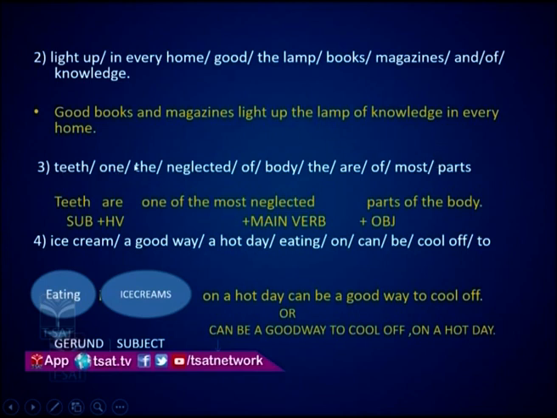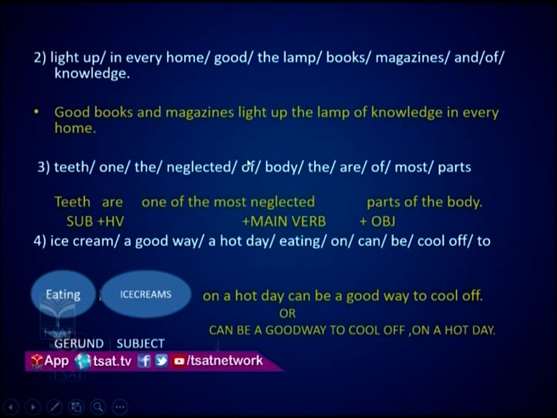Teeth, one, the, neglected, of, body, the, are, of, most, parts. If you look at these phrases or words, 1, 2, 3, 4, 5, 6, 7, 8, 9, 10, 11, this sentence is divided into 11 parts. Now, from here you have to select the noun or pronoun. Let us try to arrange. What can be the noun here? There are two nouns, body and teeth.